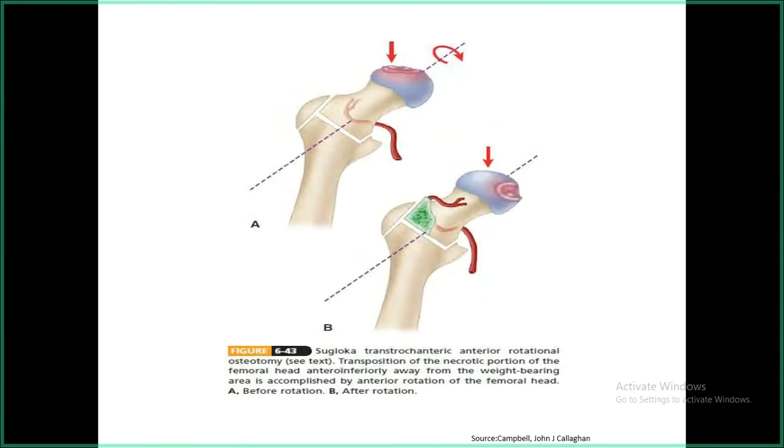This is again the Sugioka transtrochanteric anterior rotational osteotomy, which describes the transposition of the necrotic portion of the femoral head anteroinferiorly away from the weight-bearing area, which is shown here. The weight-bearing area shows the necrotic region, and it is rotated here. So the weight-bearing area becomes this sound one. But this osteotomy again has more complications of avascular necrosis of the femoral head in a different area. So it is not commonly done. This Sugioka osteotomy is not commonly done.